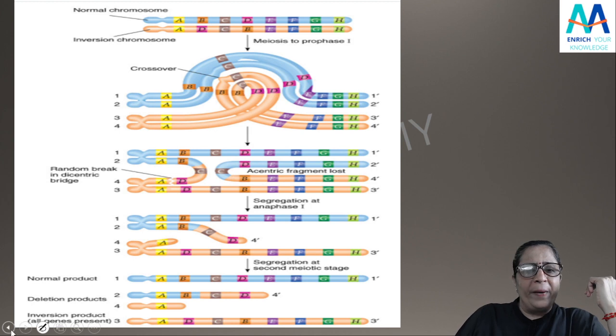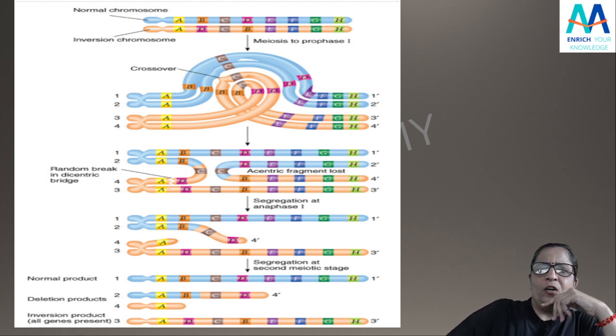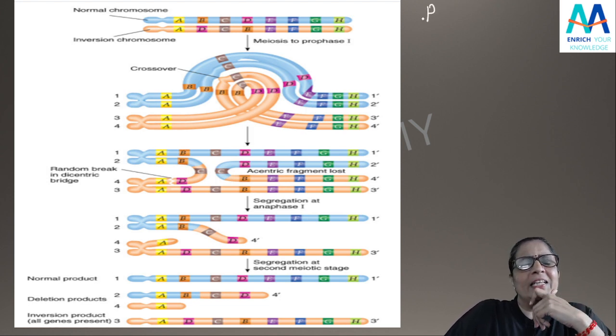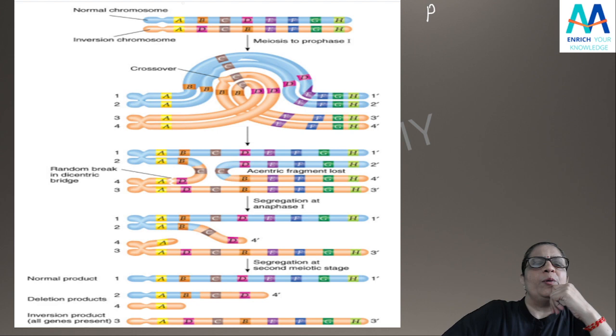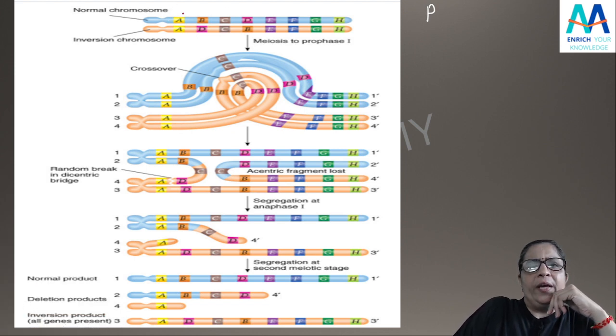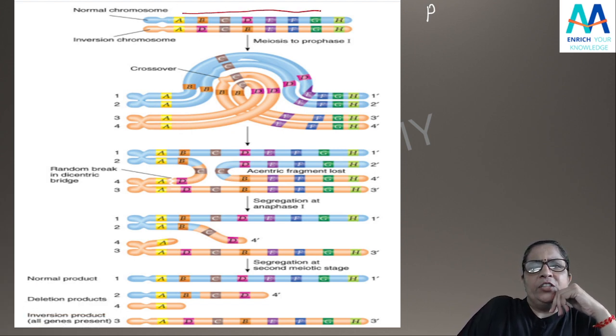So for paracentric, I will explain from this figure only. Now tell me whether it is paracentric or pericentric from the figure only. You can see here, this is a normal chromosome A, B, C, D, E, F, G, H. And here you can see A, D, C, B, E, F, G, H. So there is an inversion in this case.